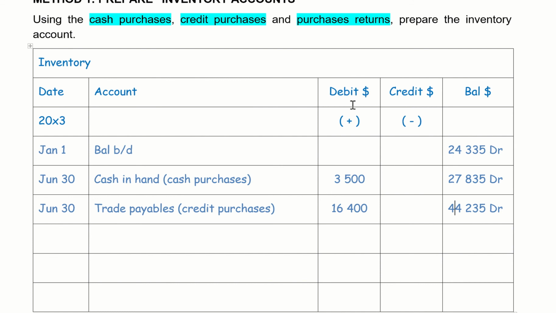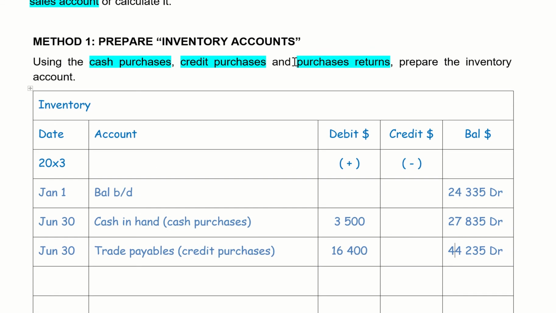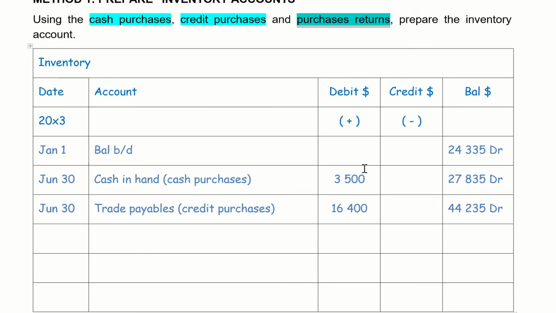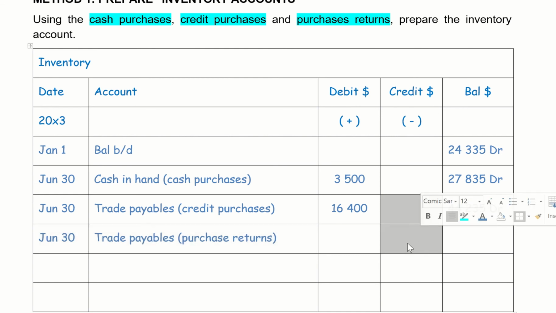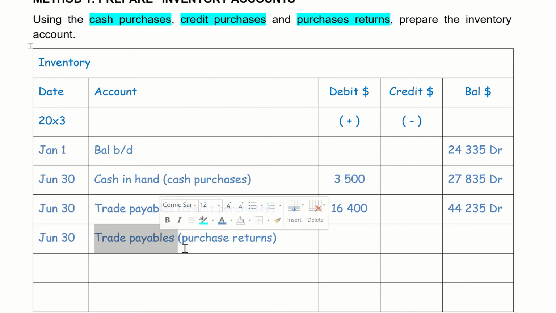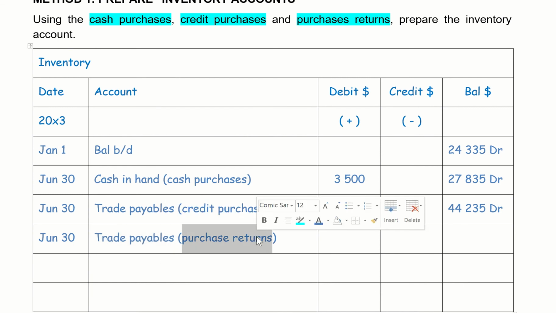The last item. When you buy inventory, sometimes your inventory is spoiled, so you need to return it. When you return inventory, what is the double entry? You record inventory minus, and you record trade payables.